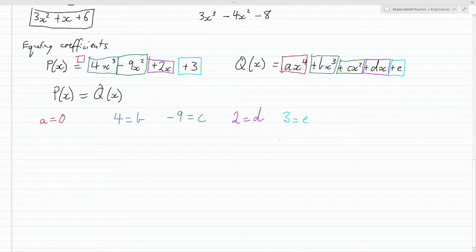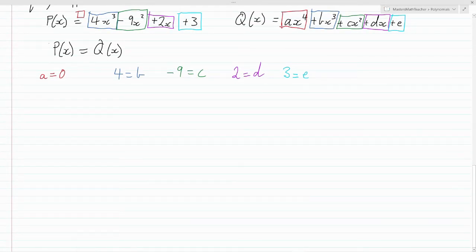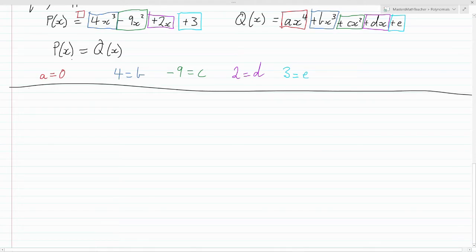Okay, so this was one where they were just straight up easily able to be identified. What if we look at something a tiny bit more complex? I'm going to scroll down so that we block this out a little bit. We're looking at a new P of x. P of x equals x cubed plus 3x squared plus 2x plus 1.